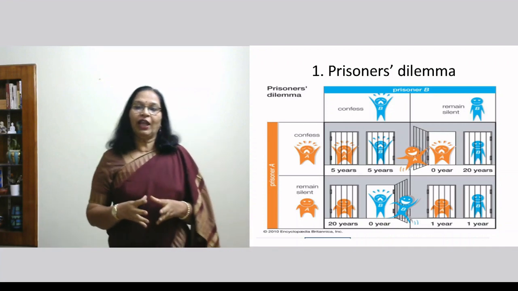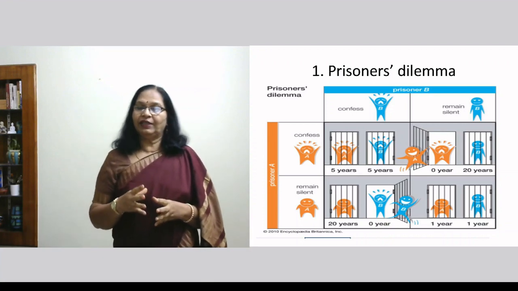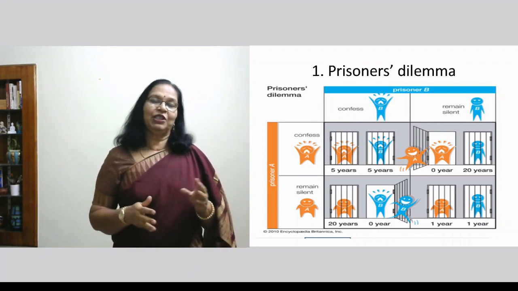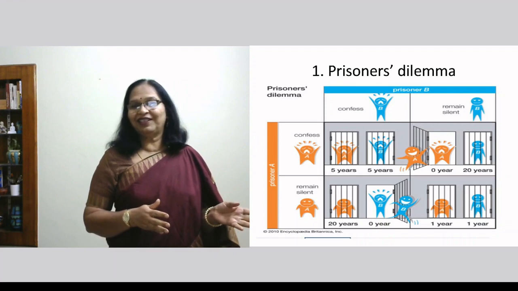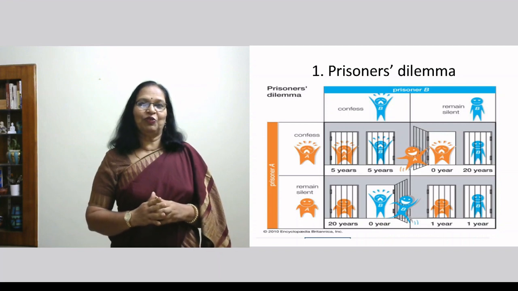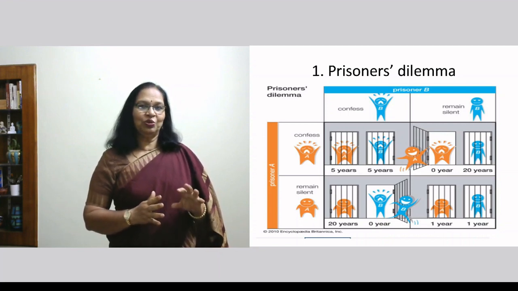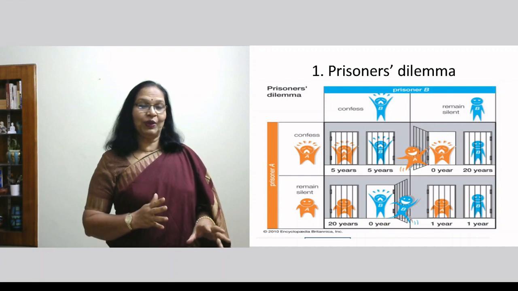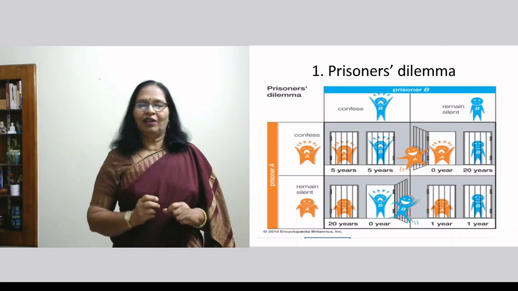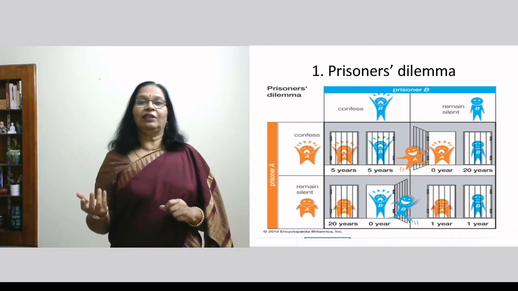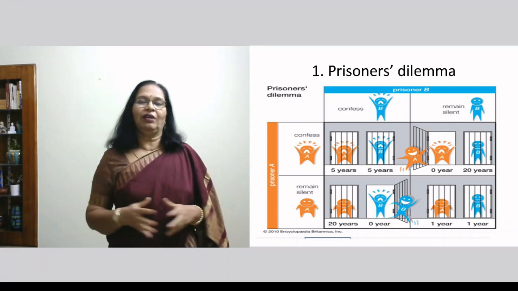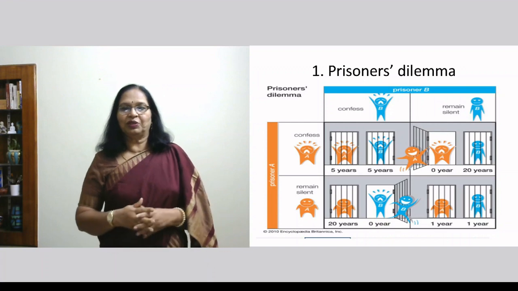Now, the second situation the police gives them is that if prisoner A remains silent and prisoner B reveals the crime, then prisoner A will have 20 years in jail and prisoner B will be free. This is a difficult situation for prisoner A. He has to be in jail for 20 years if he doesn't confess, and if the other prisoner B confesses, then B has no jail at all. So there are two situations there.